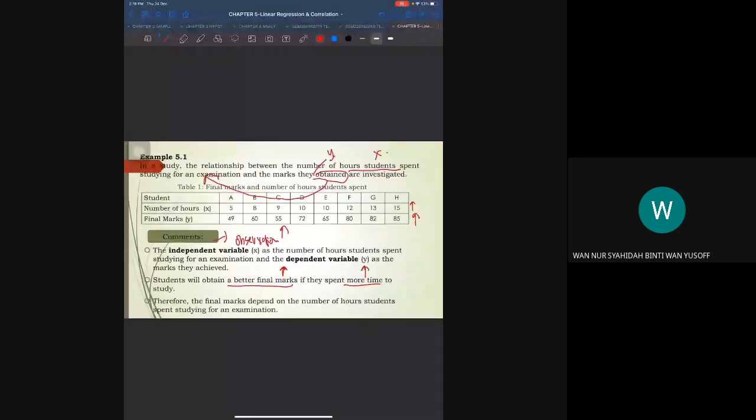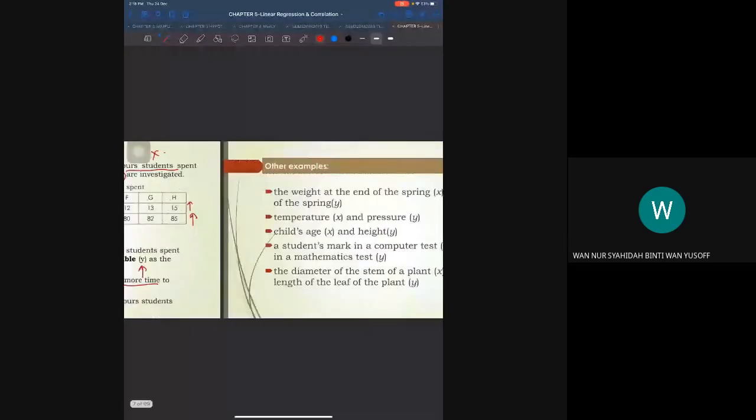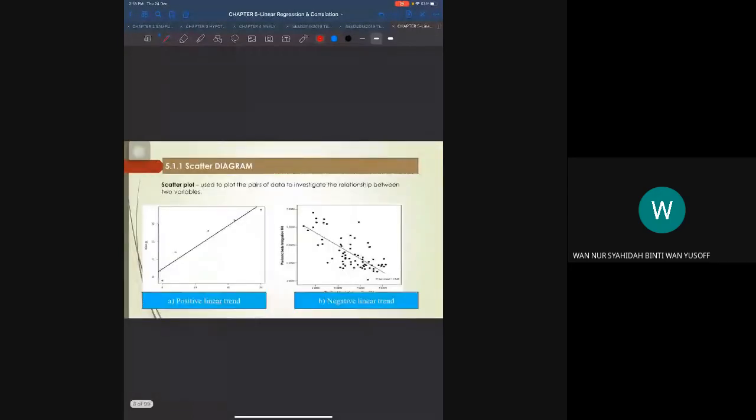Okay. So to confirm what we said here, we use the numerical value, which is correlation. This is based on the observation. So a scatter diagram is what we use to plot pairs of data to investigate the relationship between two variables. So just a simple plotting between X and also Y.